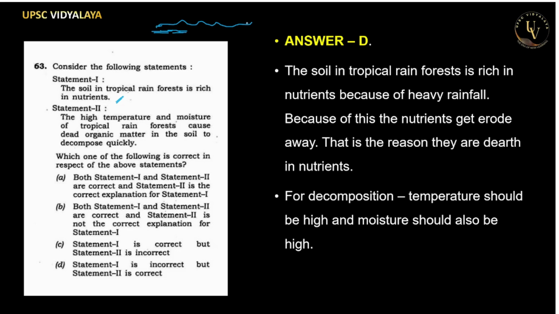If the river wipes out the soil, what will happen? So there will be a dearth of nutrients. So statement number 1, the soil in tropical rainforest is rich in nutrients, is incorrect. Statement number 2 देखेंगे. The high temperature and moisture of tropical rainforest cause dead organic matter in soil to decompose quickly. Okay, so that is true.